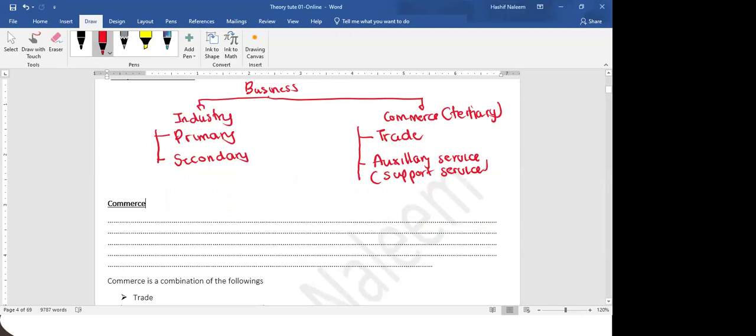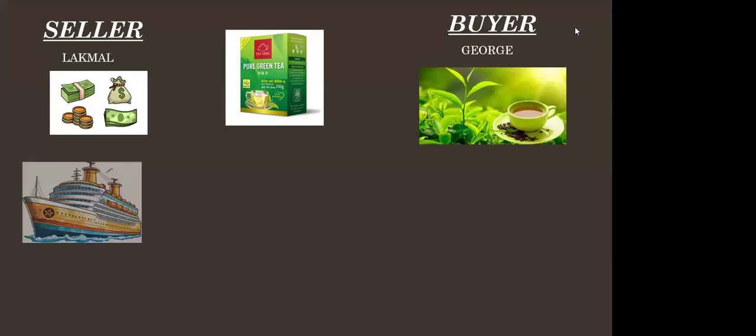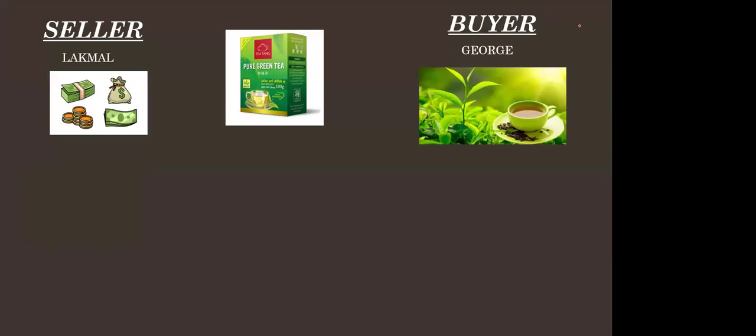You can see there are two things, which is the buyer. You have someone called the buyer, and you have someone called the seller. Who is the buyer here? Buyer is George. And who is the seller? It's Lakmal. So Lakmal is selling, and George is buying. So what is he selling? He is selling tea. Lakmal is selling tea to George.